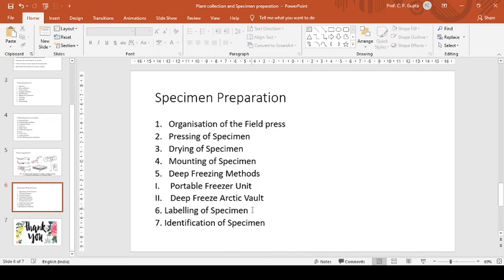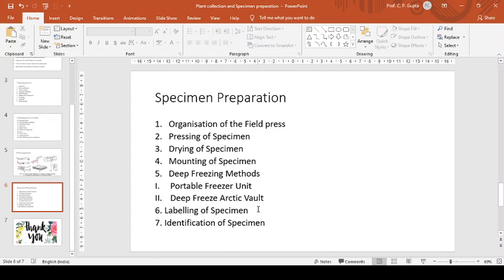Now comes labeling of the specimen. A label usually of 6.5 by 10.5 centimeter dimension is pasted on the lower right side of the herbarium sheet. It contains definite information about the specimen pasted on the herbarium sheet. Ideally, it contains a miniature essay on the plant and its habitat.